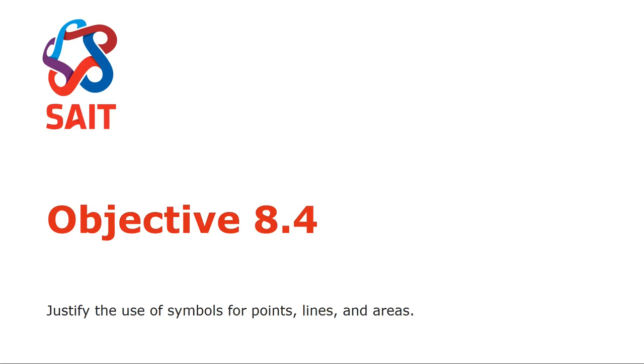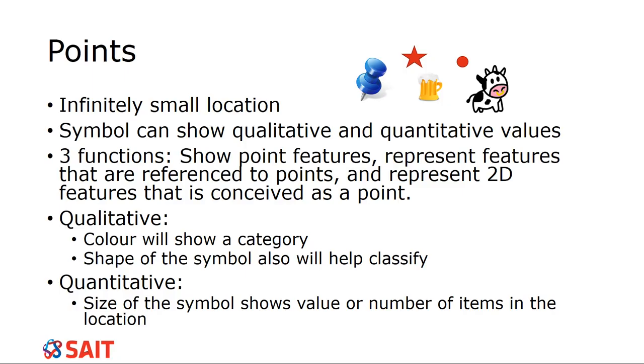Okay, Objective 8.4. So here we're taking a look at symbols for points, lines, and area. I'm going to start with just chatting about points. All of these three different kinds of features are going to be showing up on your maps, and you will see them on maps all the time. So I'm going to start with points.